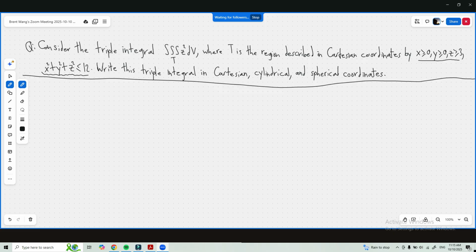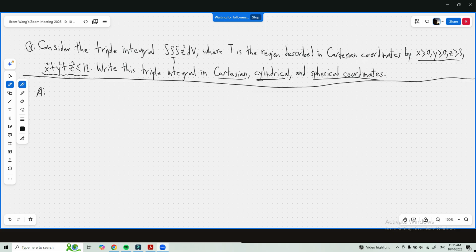Now, we need to write this triple integral in Cartesian, cylindrical, and spherical coordinates. Most certainly you'll be asked a question on the exam where you're given some region and you need to write the triple integral in Cartesian, cylindrical, and spherical coordinates. So in this video, I'm going to show you how to solve questions of this nature, and I have two examples. So this is the first example.